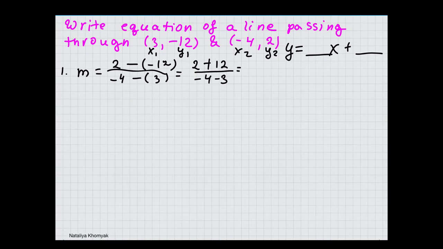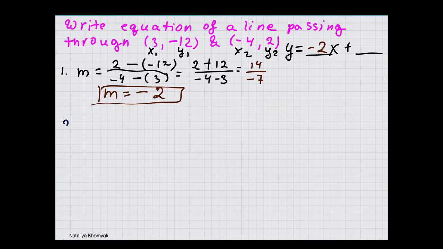So 2 and 12, we have 14 out of same sign, we have -7 as a sum. So slope, positive divided by a negative, we have negative. 7 goes into 14 2 times. So we have -2. That's part of our solution.